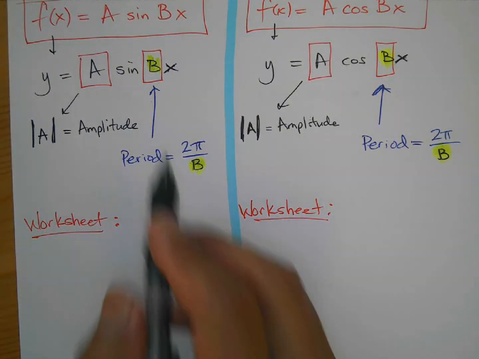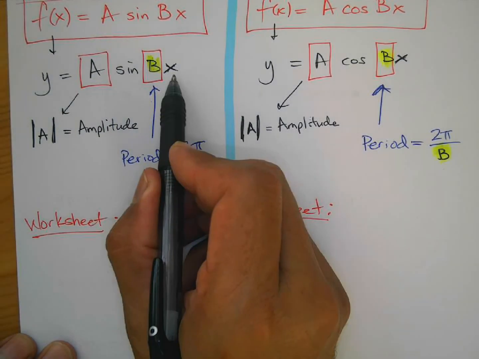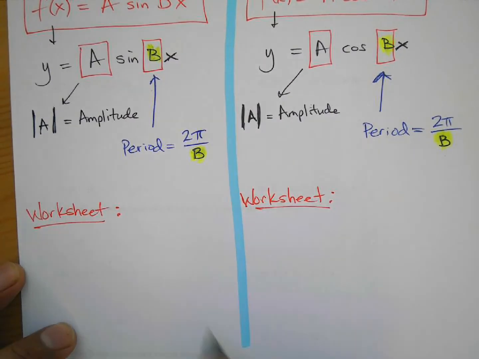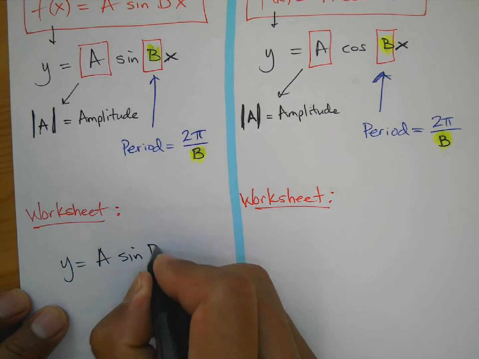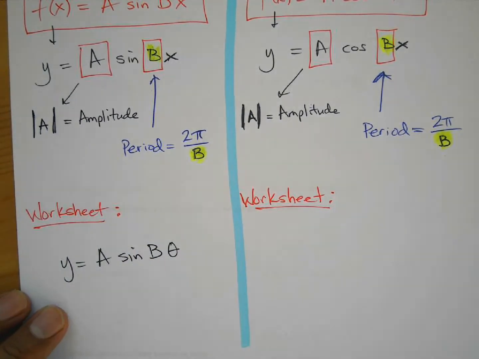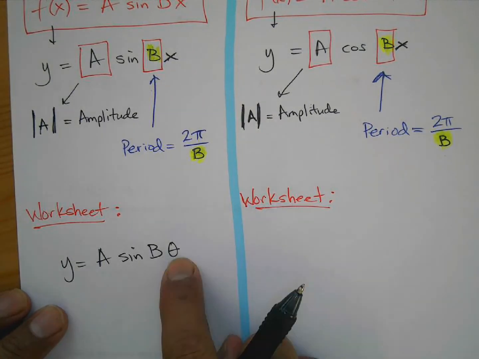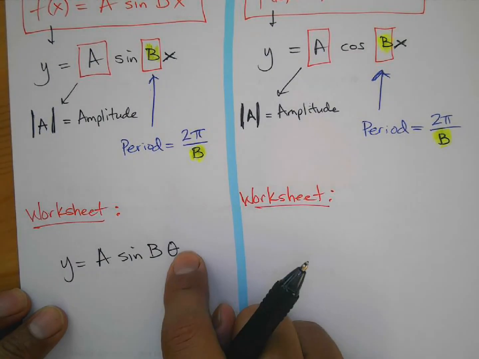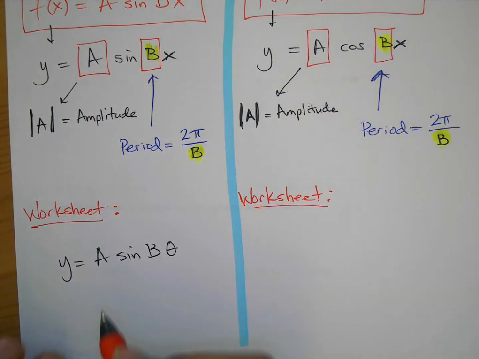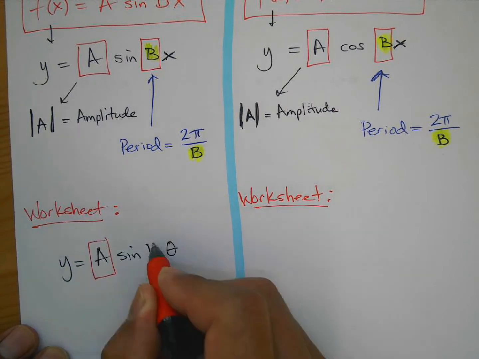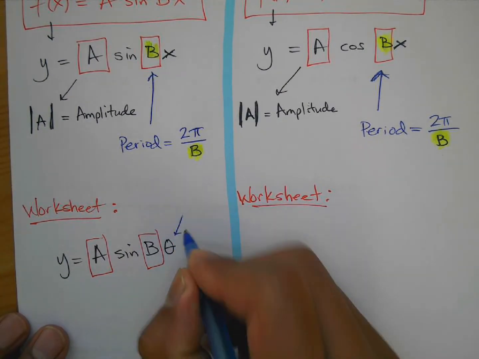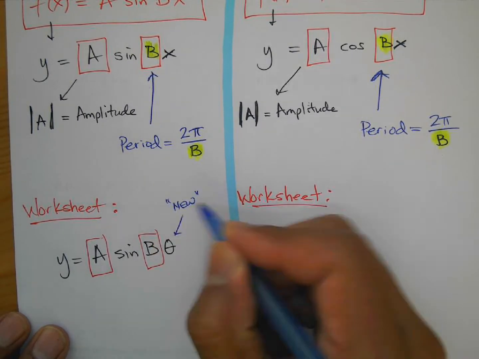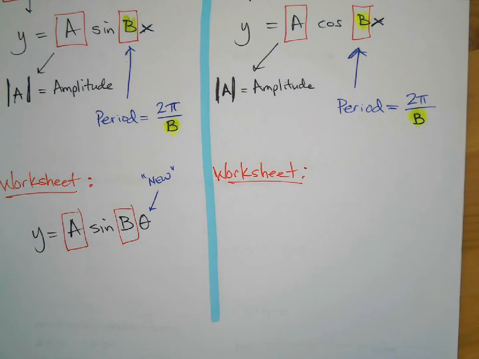On your worksheet, the only difference is they changed this x. They don't have x. On the worksheet it says y is equal to a sine b theta. It's the same thing. Just treat it like x. You only worry about the a, which is the amplitude, and this is for your period. It's the same thing though. This is the only thing new on the worksheet: instead of an x, it has this little theta, because now some of them are going to be in radians.